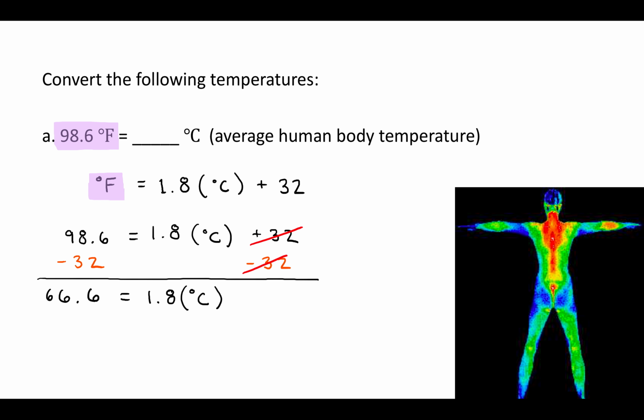So now we still want to get degrees Celsius all by itself. It's being tied to the 1.8 by multiplication. So we are going to untie it by doing the opposite operation. We're going to divide. And we divide by the same number that it was being multiplied by, so 1.8. If I do that to one side, I've got to do it to the other, because we don't want to change the equation. And so it cancels on the right, and we're left with the degrees Celsius equals 66.6 divided by 1.8. If you plug that in a calculator, you should get 37 degrees Celsius. That is the average human body temperature in degrees Celsius.